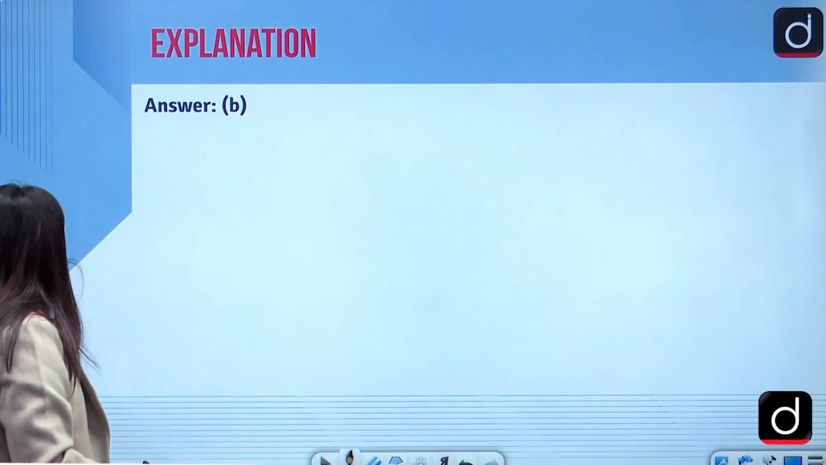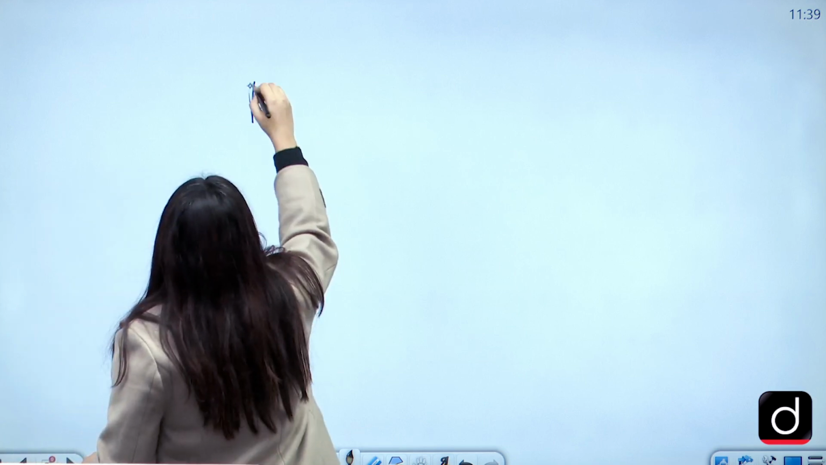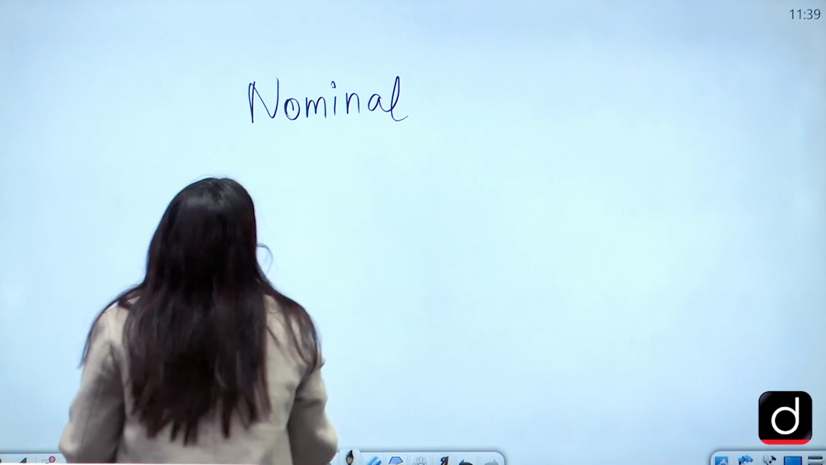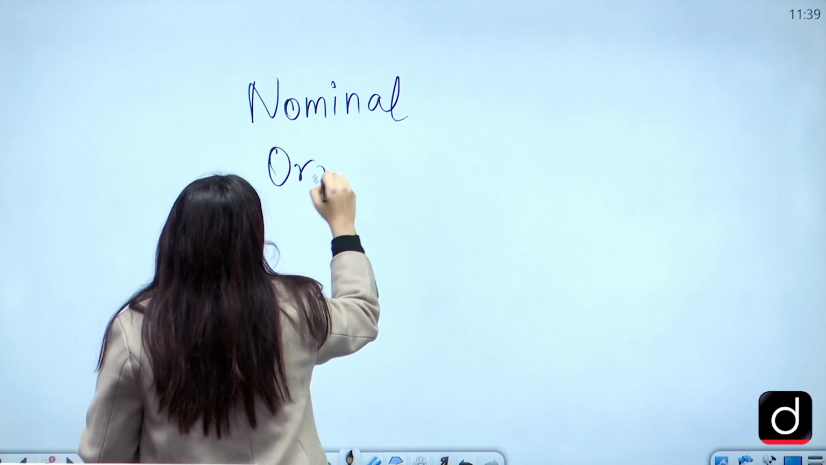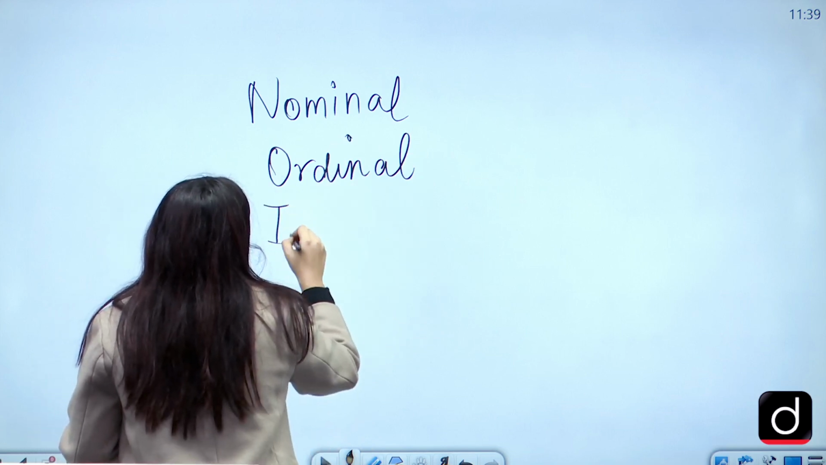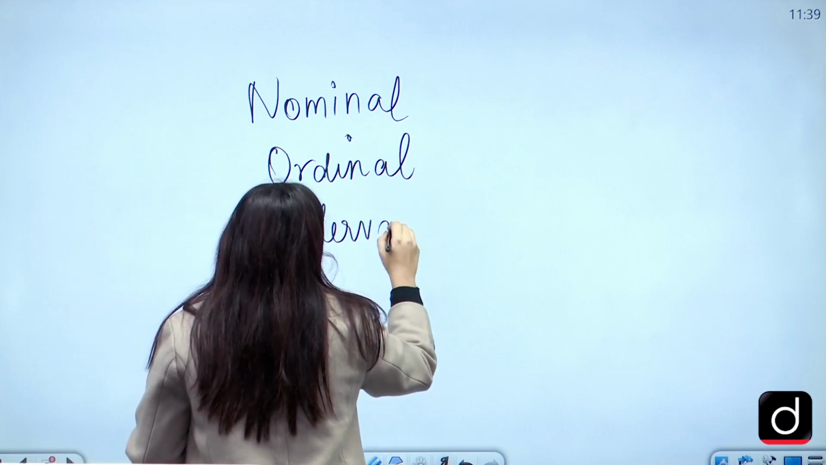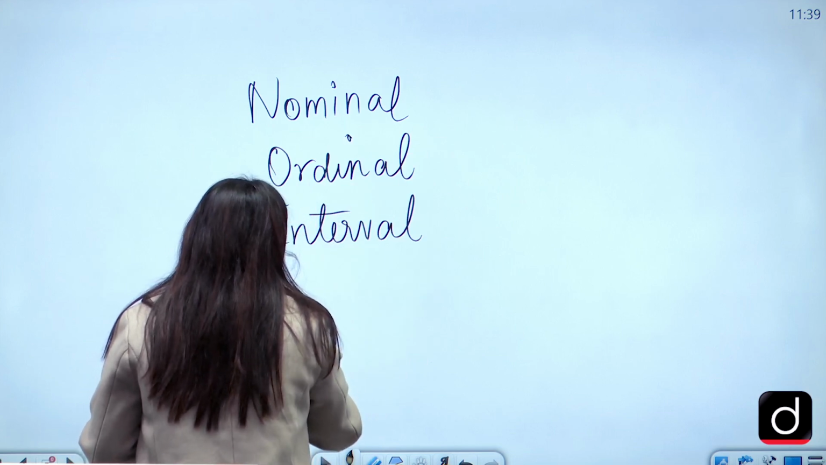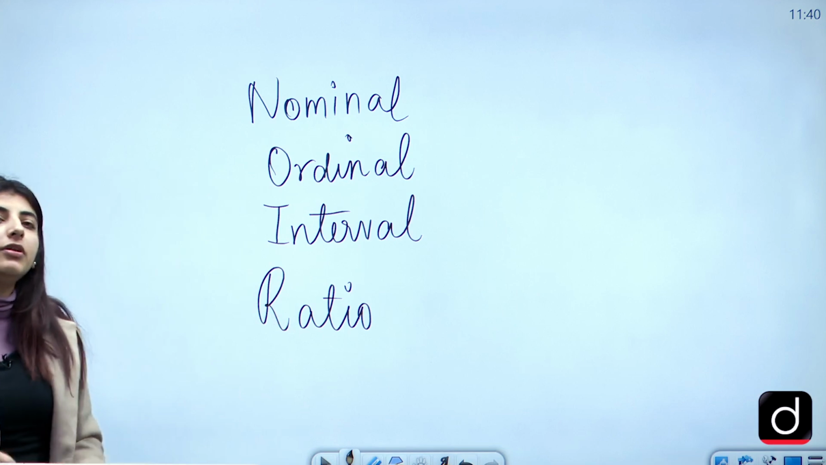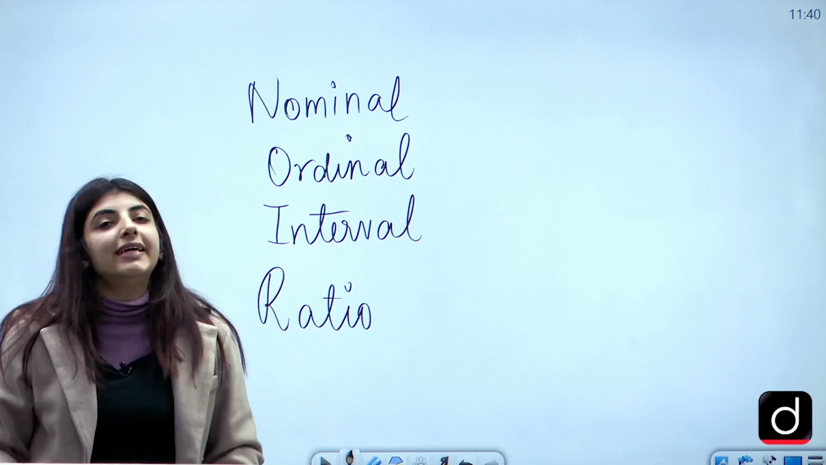So basically, what do we have as scales? We have four kinds of scales: nominal, ordinal, interval, and ratio. So first of all, if we talk about the names of these various scales, why are these scales used?